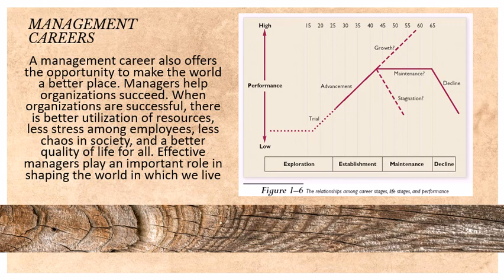So we have the higher performance and the lower performance. We have the exploration, establishment, maintenance, and decline. So diyan ka kasi nag-start from the exploration. So in-explore mo muna yung sarili mo, kailangan mag-trial ka. So kapag natutunan mo na, you need to establish. So kapag alam mo na talaga siya, you need to maintain. At darating yung time na magde-decline ka.